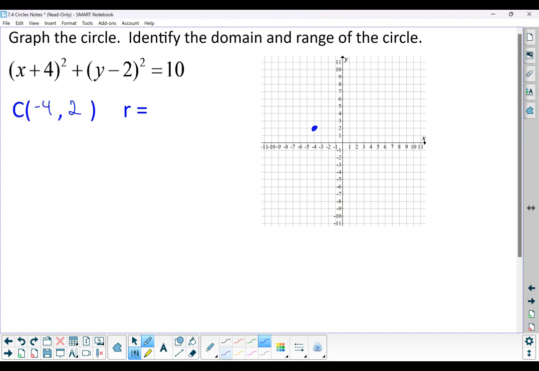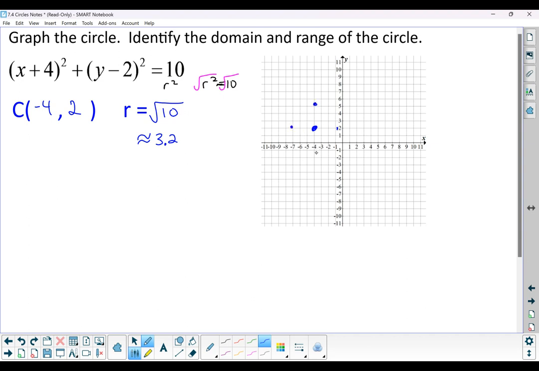Here it is. And the radius, well, r squared is equal to 10. So if we square root that, we just get root 10 for the radius. And square root of 10 doesn't simplify. In order to graph this, we kind of need to know about how big it is. So if we look at the decimal approximation, it's like 3.16 or 3.2. So we're just going to go a little bit past the 3.